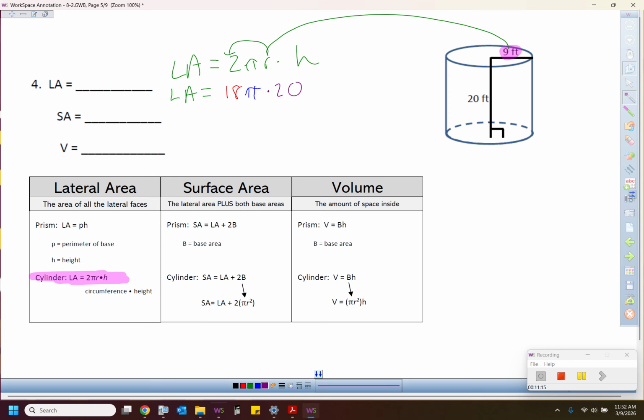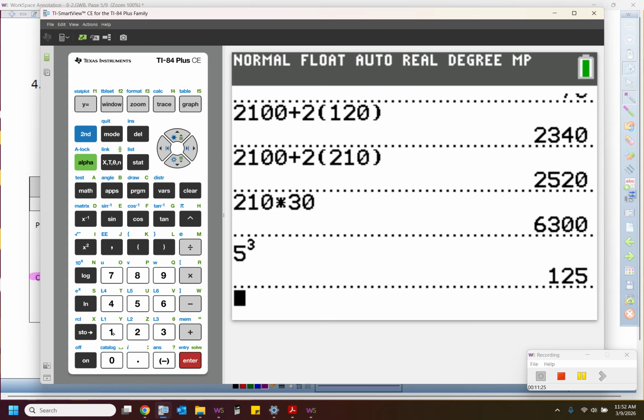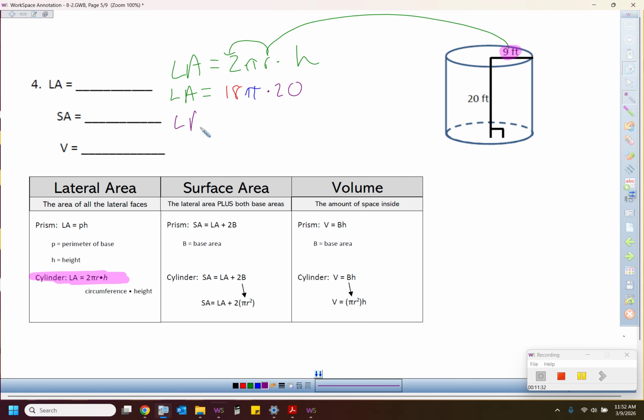I mean, you could write 2 times pi times 9 times 20 as well. It's not going to hurt my feelings. But one way or another, I want to see that you kind of figured all that out. Then we'll keep the pi with it. We got to do 18 times 20. Remember, we're not adding those together. We're multiplying. So the lateral area is 320 pi.